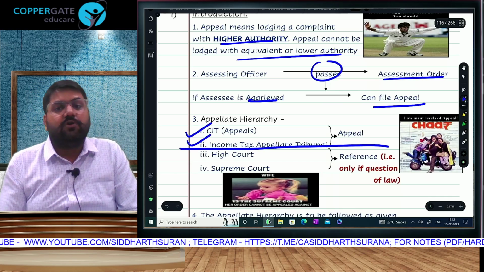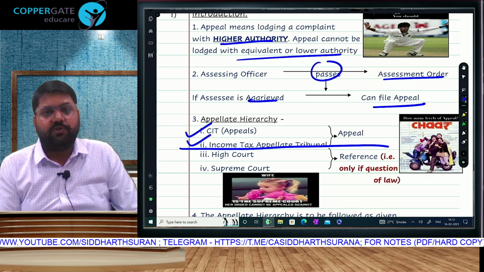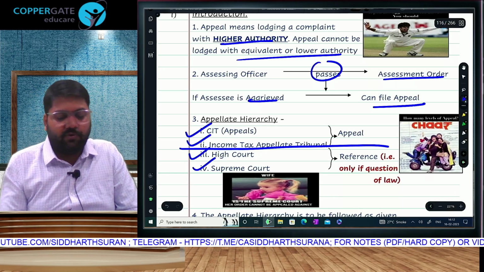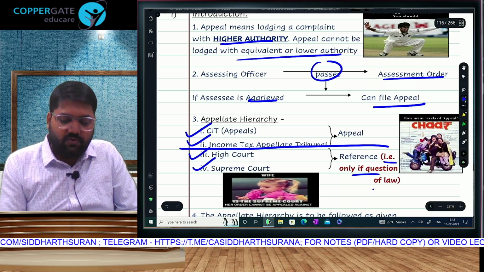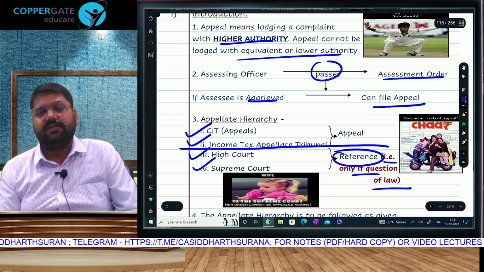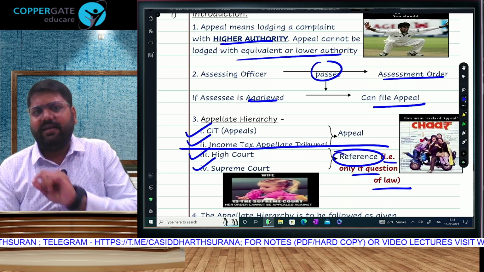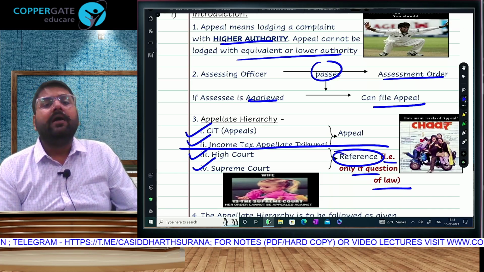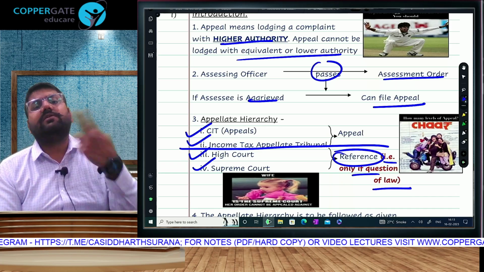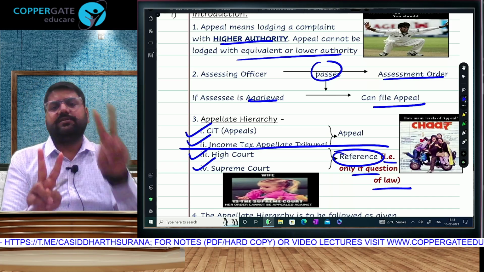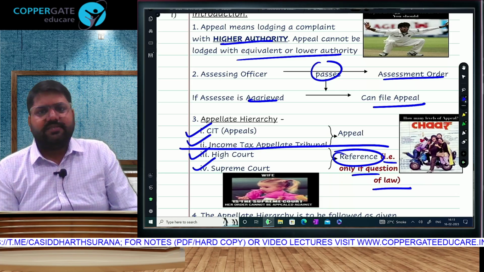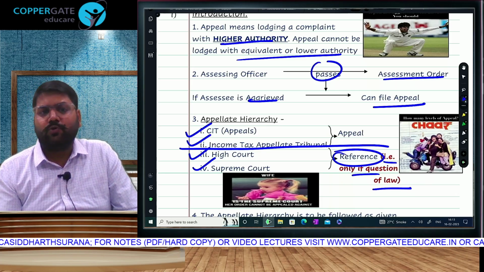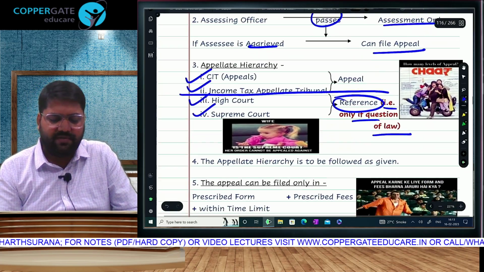Actually, we casually call them four levels, but there are only two levels of appeal, because for the third level and the fourth level, High Court and Supreme Court, we can go only if there is a question of law, and thus it is reference. Whenever the law is silent and we can go to High Court, Supreme Court, that will be called reference. So, casually speaking, four levels. Legally speaking, two levels of appeal, two reference. Two appeals and two reference. CIT appeals and ITAT, you can go to High Court only if there is a question of law. So, High Court, Supreme Court only, we call it reference.